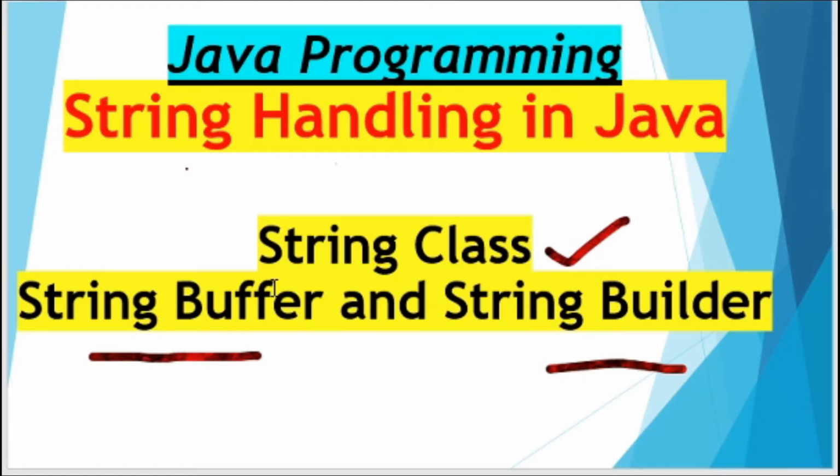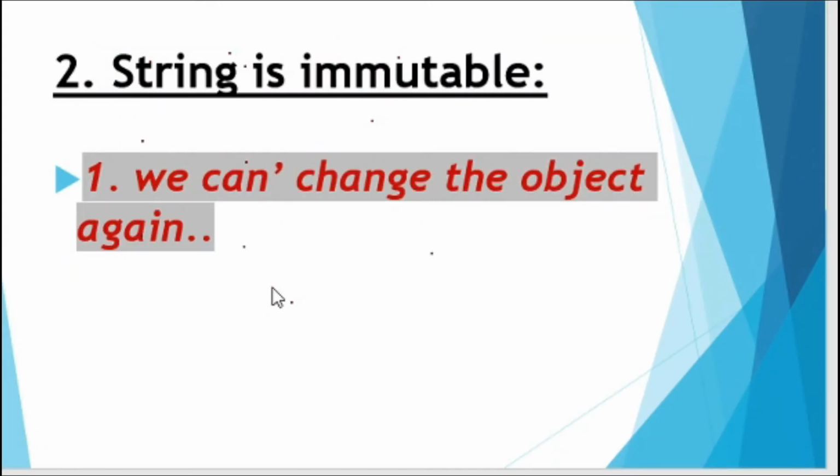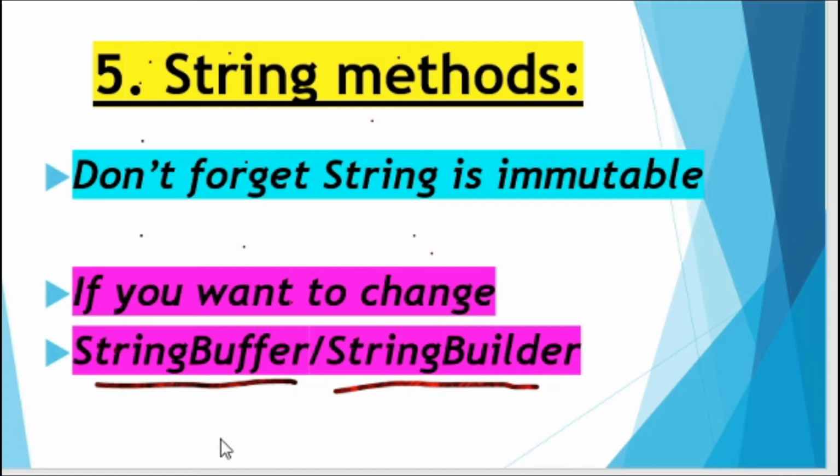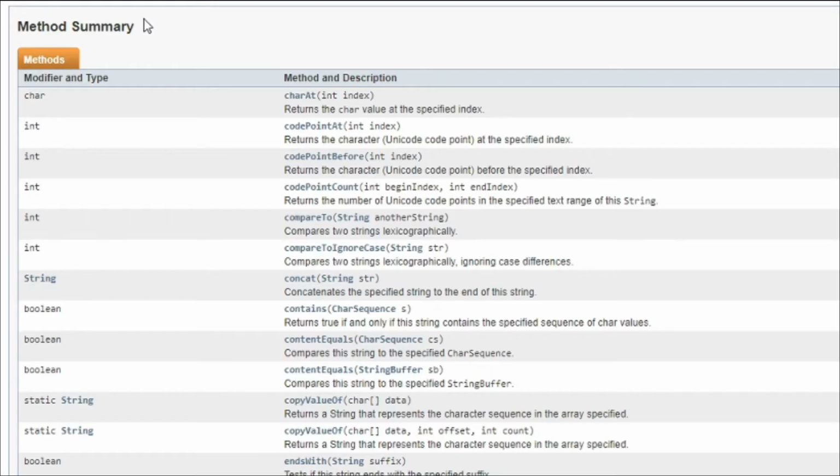Let's continue our discussion over string handling topic. So far we have covered all the basic things, right? Now let's explore how to use the string methods. But please don't forget the fundamental concepts. As string is an immutable class, we cannot change the string value, and if you need to change the string, we need to choose either string buffer or string builder. These string buffer and string builder we will see later.